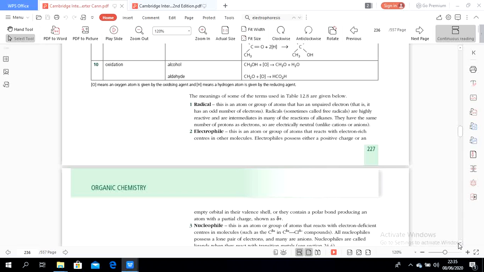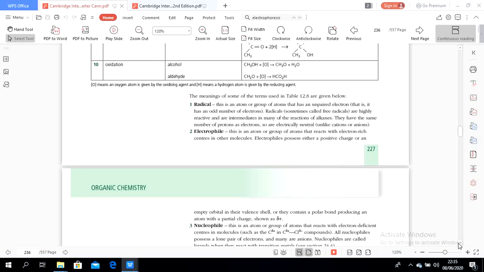And then the second is electrophile. This is an atom or group of atoms that reacts with electron-rich centers in other molecules. Electrophiles possess either a positive charge or an empty orbital in their valence shell. It is a positive ion because it has lost its electron. Therefore, it doesn't have any electron. It carries a positive charge. Therefore, it is called an electrophile.